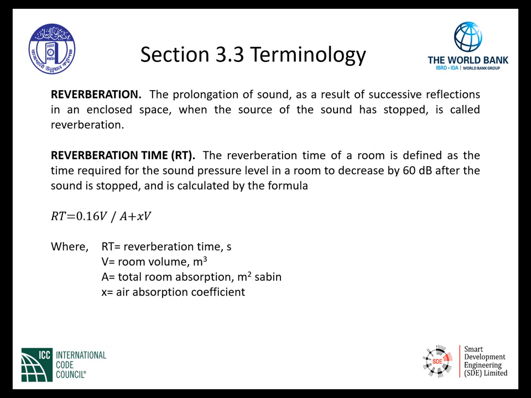The formula is RT equals 0.16 times V over A plus X times V, where RT is the reverberation time in seconds, V is the room volume in meters cubed, A is the total room absorption in meters squared, the unit Sabin, and finally X equals the air absorption coefficient. As you can see by the variables here, we are primarily concerned with the room volume, the total room absorption, and an absorption coefficient.